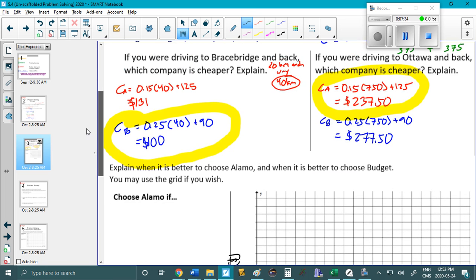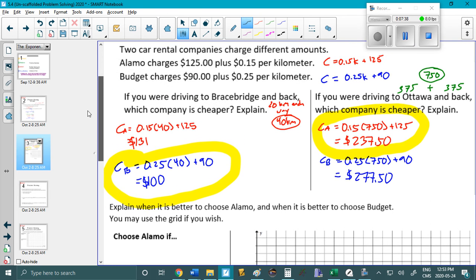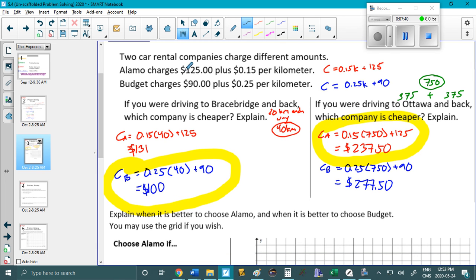Okay, so we've got to find some nice numbers here. Well, we know where they both start, right? 90 and 125. And we know that somewhere between 131 and 237.50, the costs are actually the same.